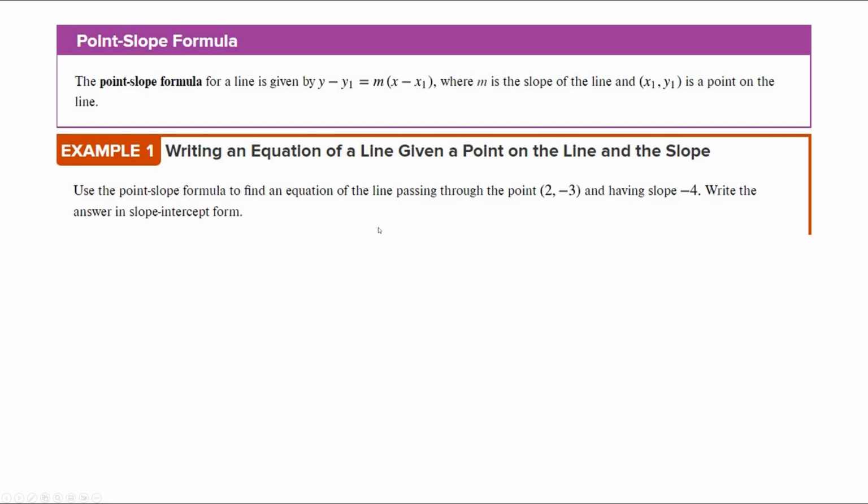Okay, we're starting off section 1.5 with the point slope formula. I don't care about the point slope formula. You can learn it if you want to. I don't think it's necessary because you can write the equation of a line given a point and given the slope, just like we did in the last lesson. You don't need a formula for that because you know how to do it.